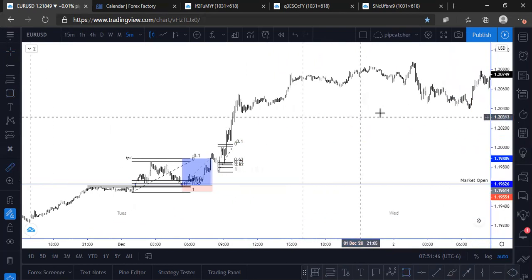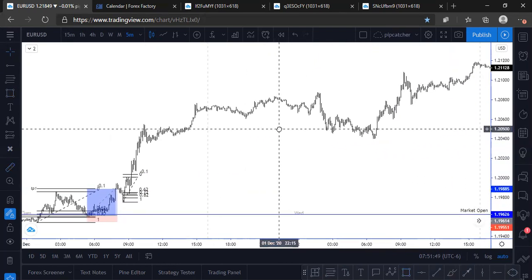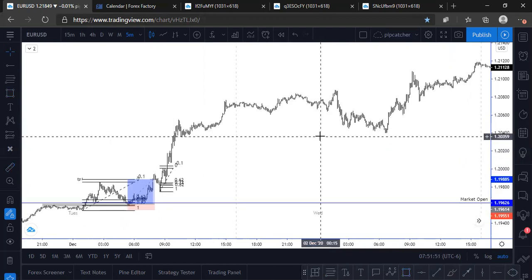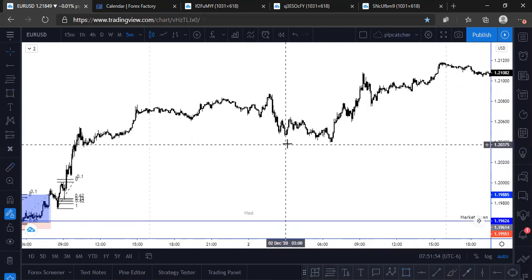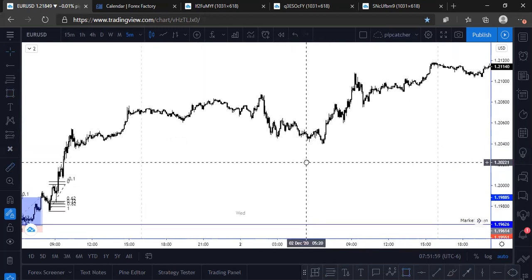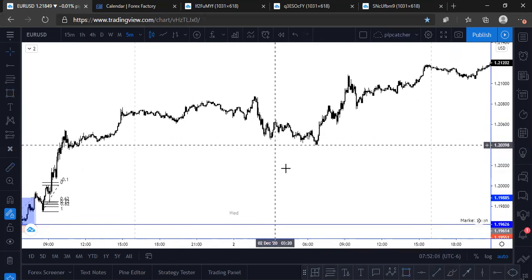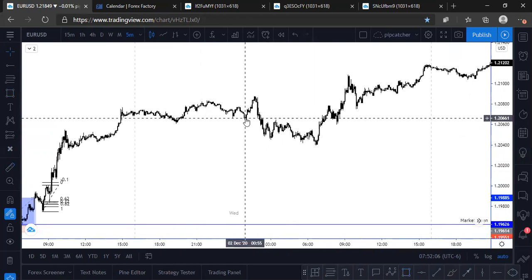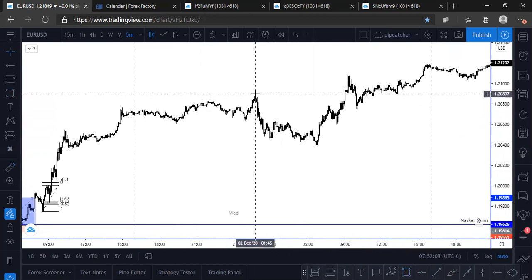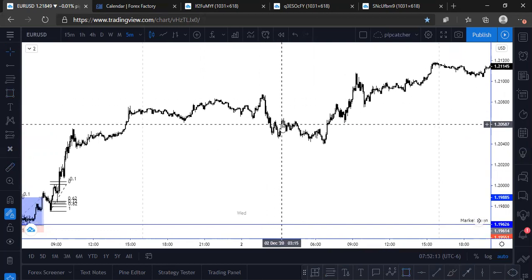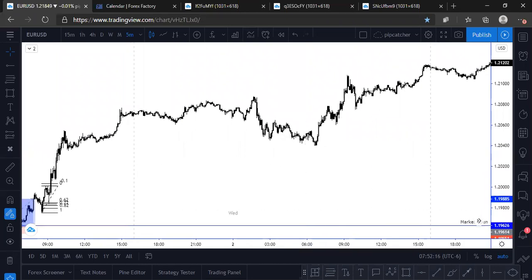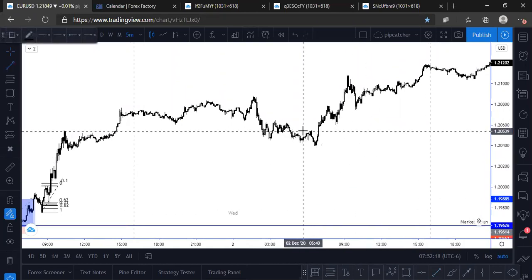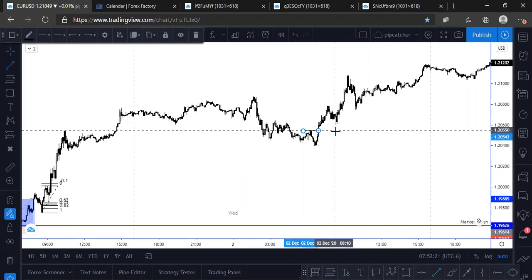Now, continuing on in this week right here, look. Once again, right here on Wednesday, here's Asian session looking very ugly. Market trades above Asian coming into London session, and then we trade lower. So look at what happens right here. We get this break of structure going into New York session.